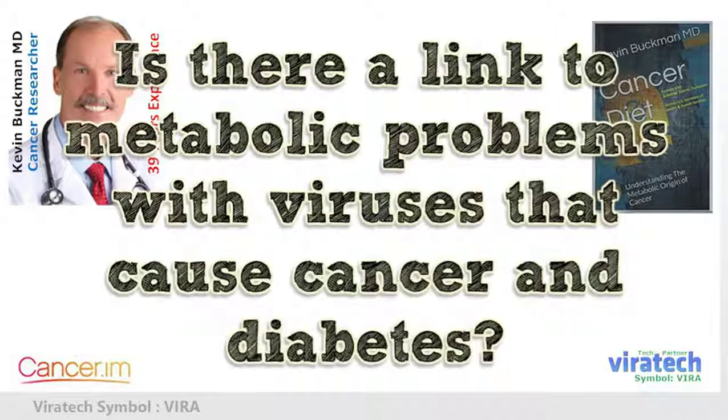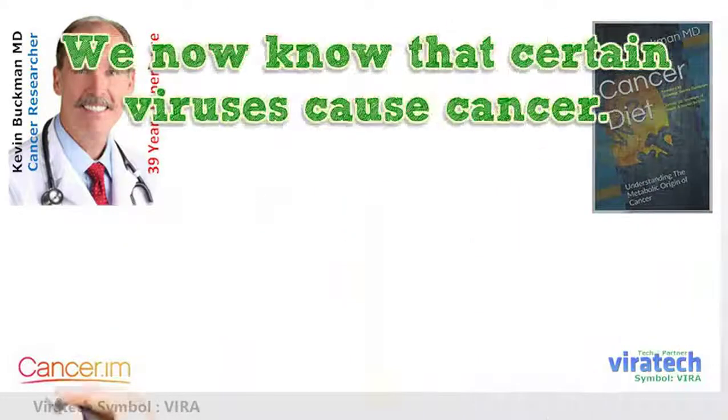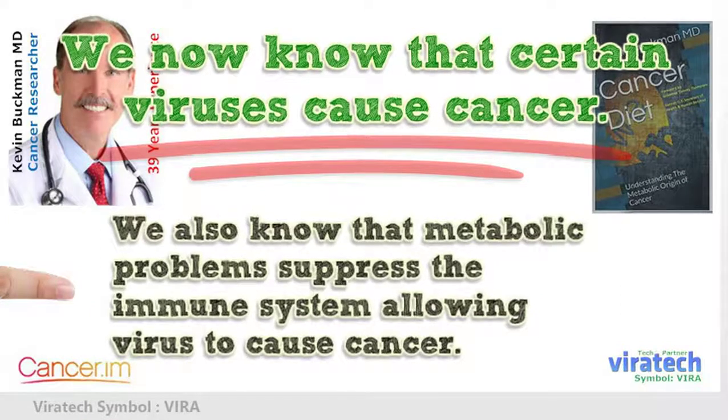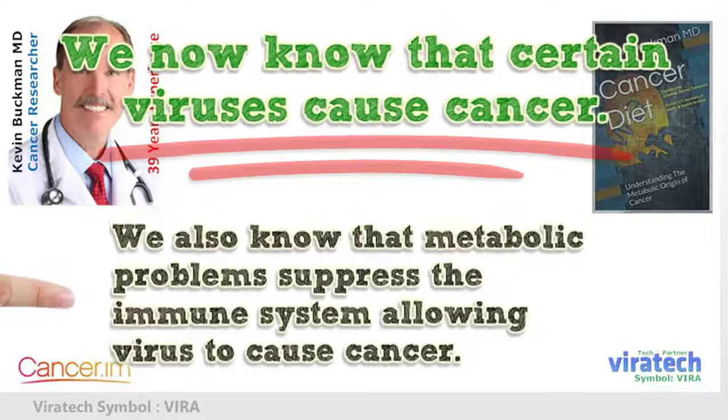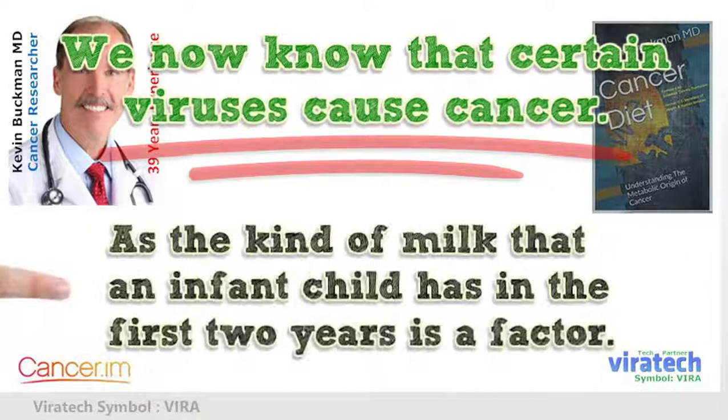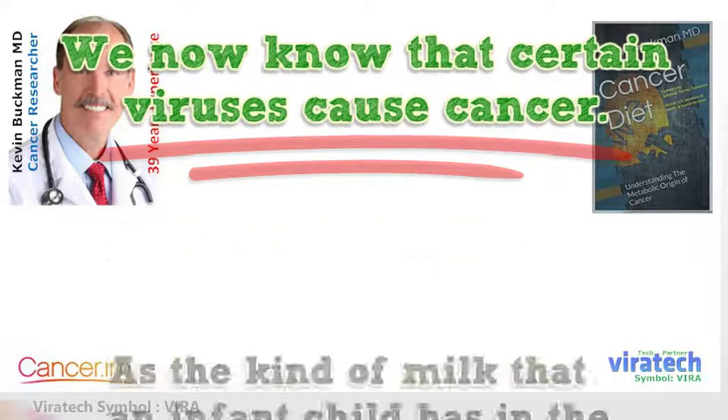Is there a link to metabolic problems with viruses that cause cancer and diabetes? We now know that certain viruses cause cancer. We also know that metabolic problems suppress the immune system, allowing viruses to cause cancer. Some examples are rotaviruses and enteroviruses that cause gastrointestinal problems, which are linked to diabetes and metabolic problems, as the kind of milk that an infant child has in the first 2 years is a factor.